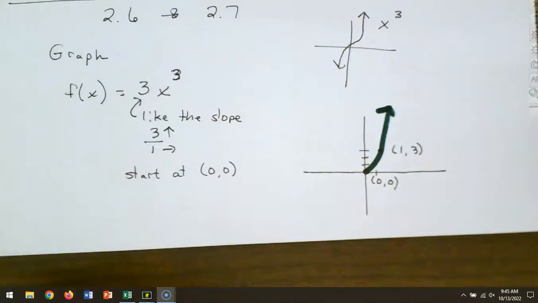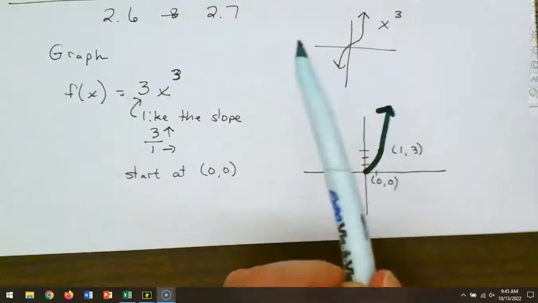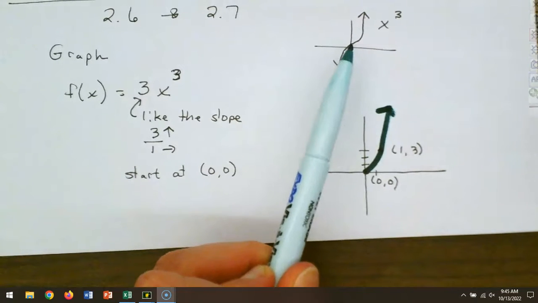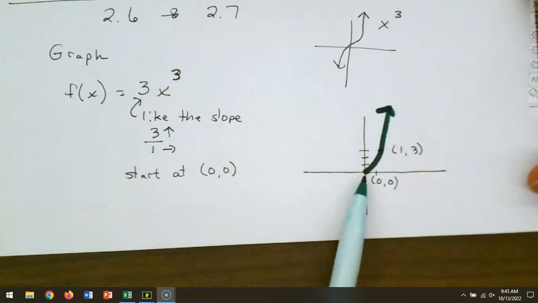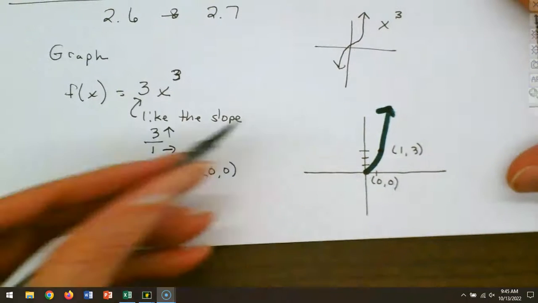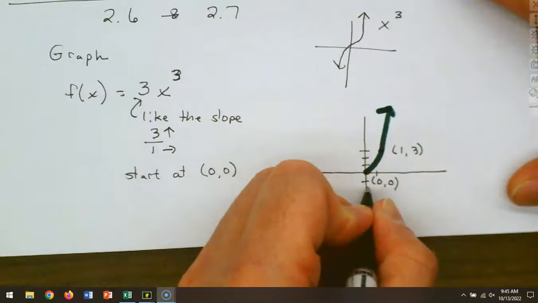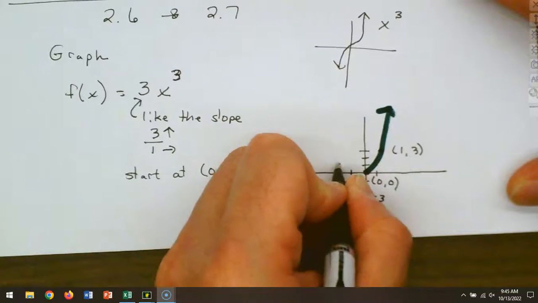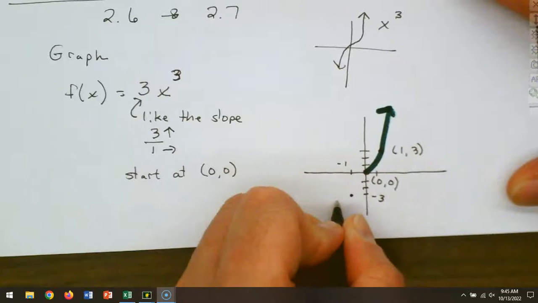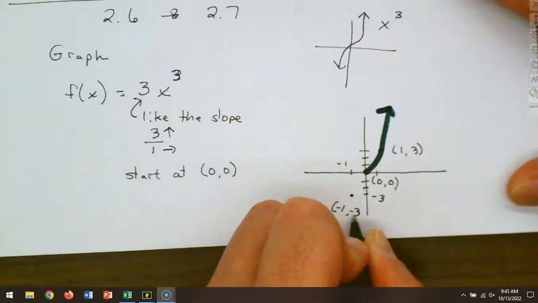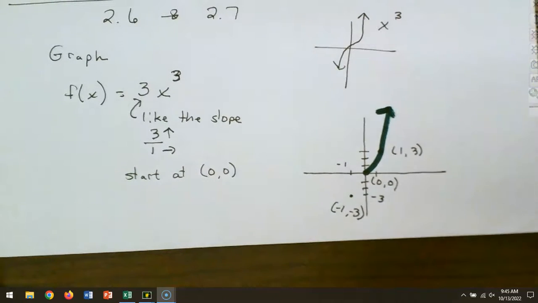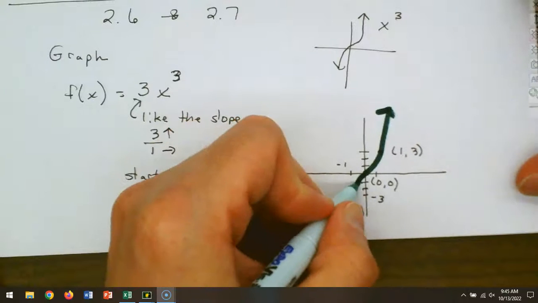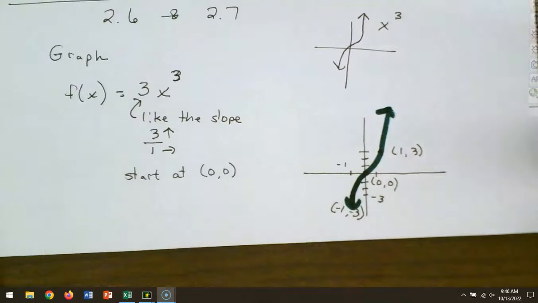Now, how do I get the other half? Because this is only this half. How do I get the other half? Well, it needs to go down. So I start back at my 0, 0. Okay, and I'm going to go down 3 units and back 1 unit to make another point. And that would be at minus 1, minus 3. Okay, and then I can connect them together. And then there's my graph.